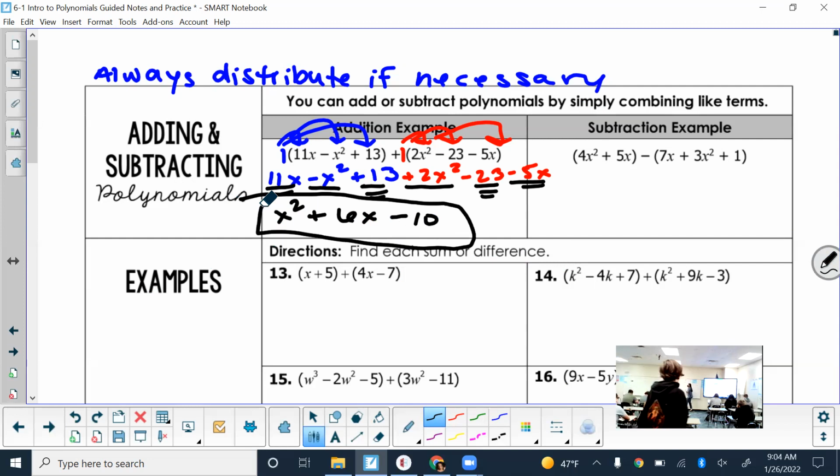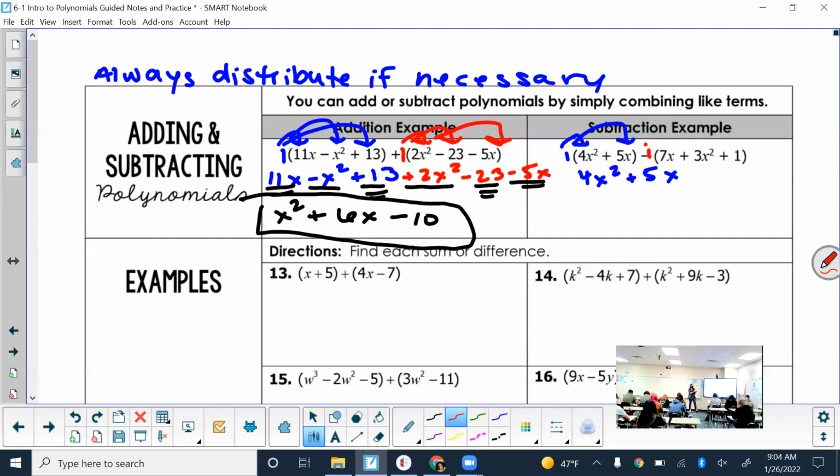All right, now let's do the subtraction example, and you'll see how they're different. So first step is always to do what? Distribute if necessary. So what's the number outside if it's not written? So distribute the 1. Doesn't really change much in the first set. I have 4x squared plus 5x. But what about the second set? What's outside that parentheses?